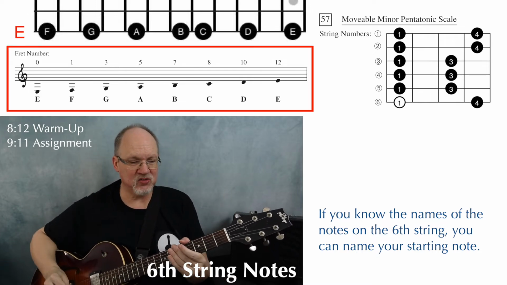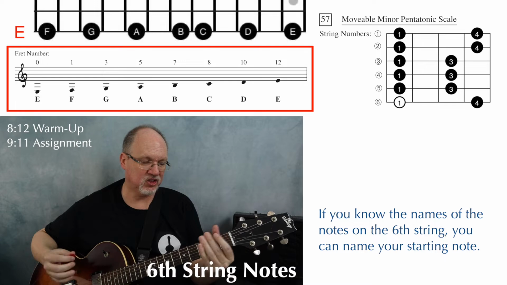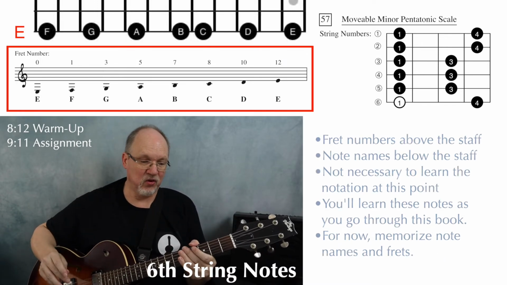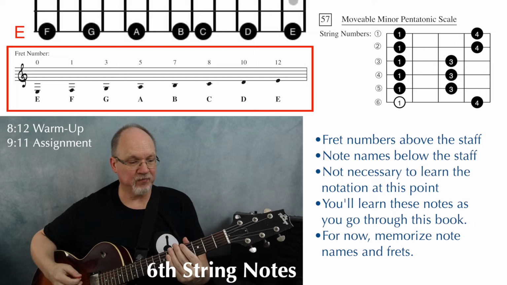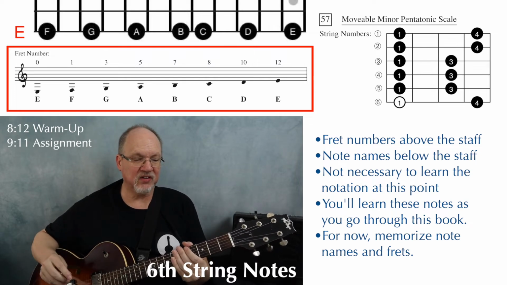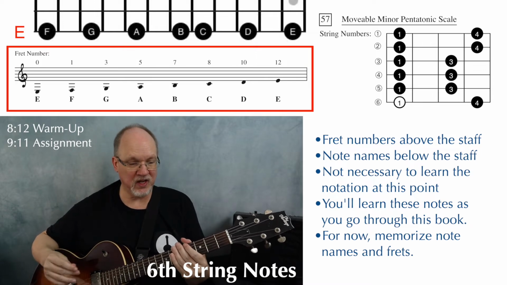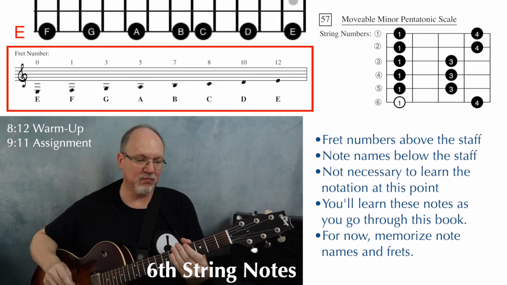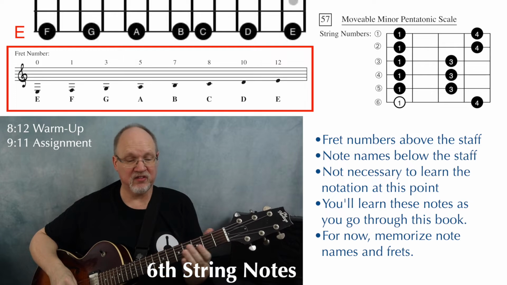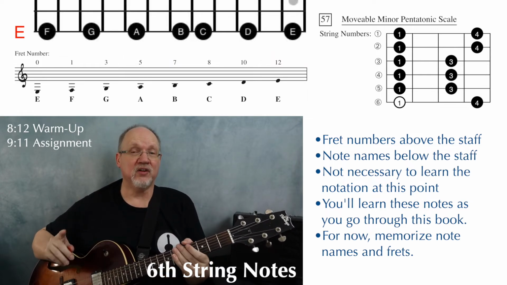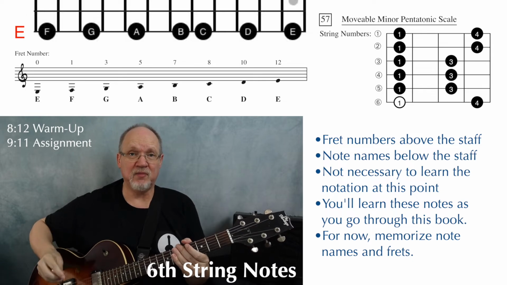At the bottom of page 26, we see this chart with E, F, G, A, B, C, D, and then E again. Those are the notes on the 6th string. Above the staff, you can see the fret number, and below the staff, you can see the note name, E, F, G, and so forth. At this point, it's not really important to memorize the notation. You're going to learn how to read and play these notes as we go. The thing right now is to just know the names of those notes.